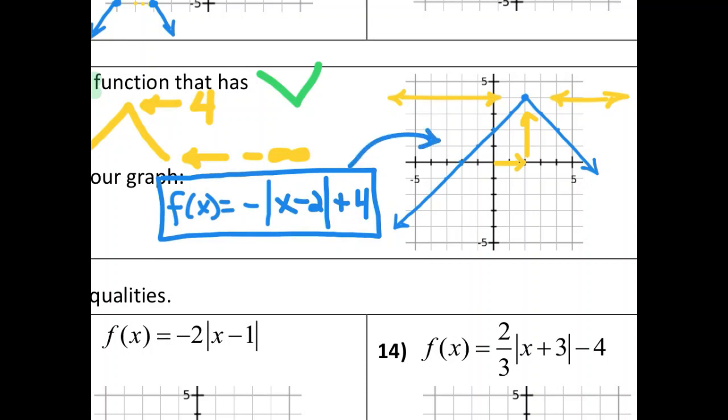Your equation is going to have different numbers in it, depending on where you place the vertex and what slope you chose for your graph. The things that have to be in your equation are the negative because of the flip, and the plus 4 because it has to be shifted up 4 to make the range negative infinity to 4.